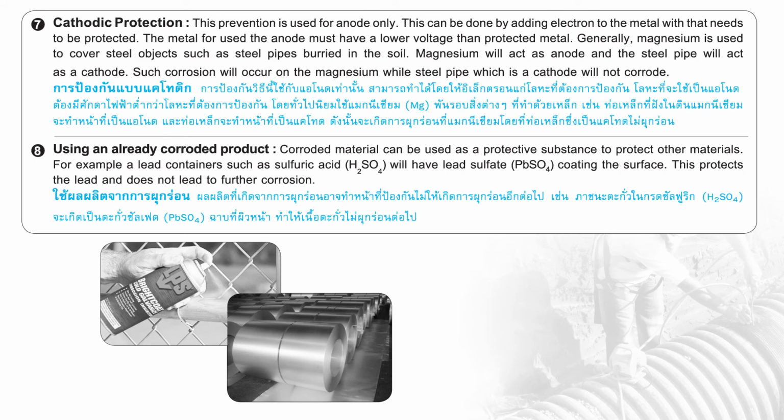8. Using an already corroded product. Corroded material can be used as a protective substance to protect other materials. For example, a lead container of sulfuric acid, H2SO4, will have a lead sulfate, PbSO4, coating the surface. This protects the lead and does not lead to further corrosion.